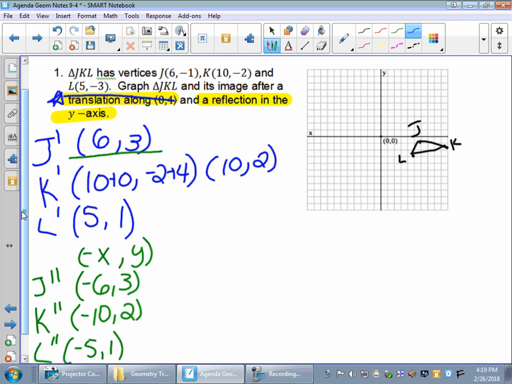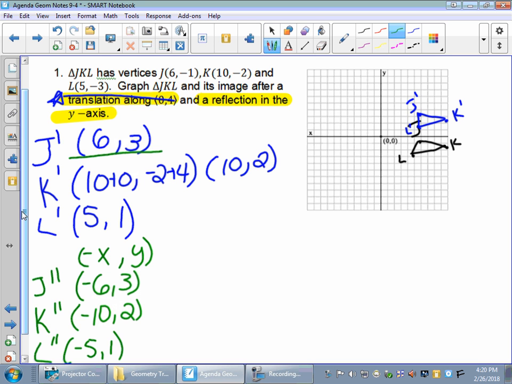Just like before, we're going to graph both of our new images now. So I have a J prime. I still need to graph that. I can still go over 6 and up 3, which gives me my J prime, my K prime, and of course my L prime falls somewhere over here. Connect those. Ta-da!